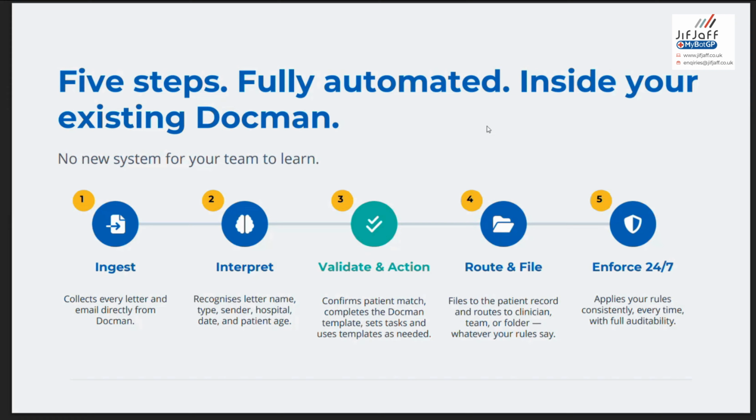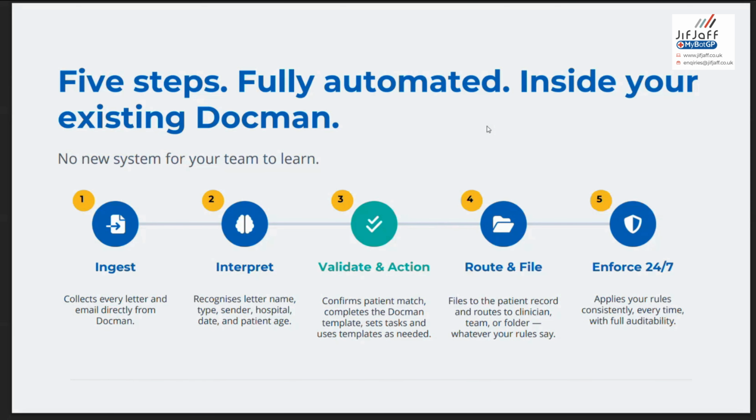So MyBotGP will ingest. It's going to collect every letter and email directly from Docman. It's going to recognize the letter type, the sender, the hospital, the date, the patient. It's going to know whether it needs to take a detail from the middle of the page, top of the page, hospital name at the bottom of the page, all of the stuff that you're doing manually. It's going to validate the patient. So you've got those 39,000 letters being validated. It's then going to complete the Docman template completely by itself, and it's going to file all 39,000 of those letters, fully automated in the background, and spit out any that need to be seen, that have failed, where patients don't exist, and so on and so forth.